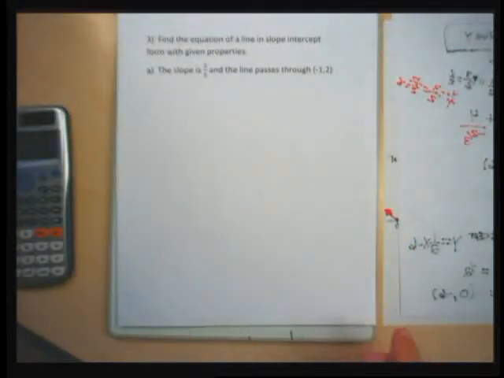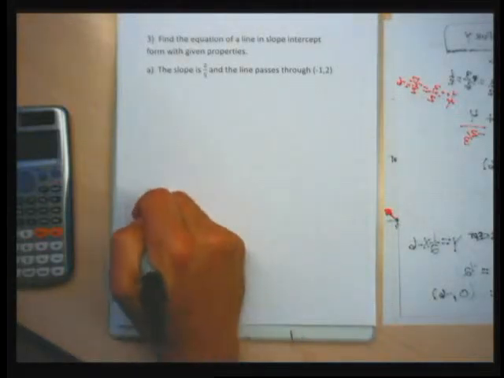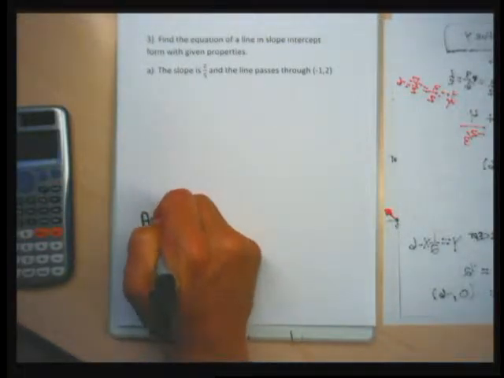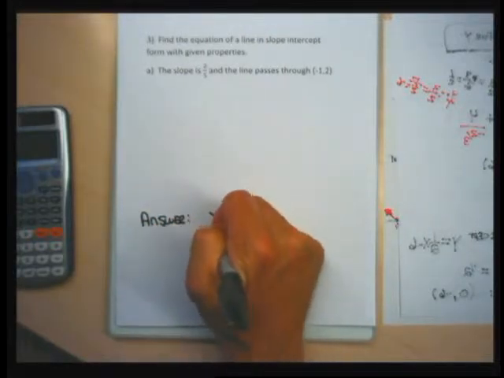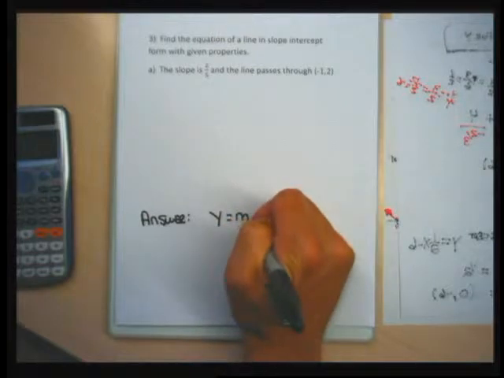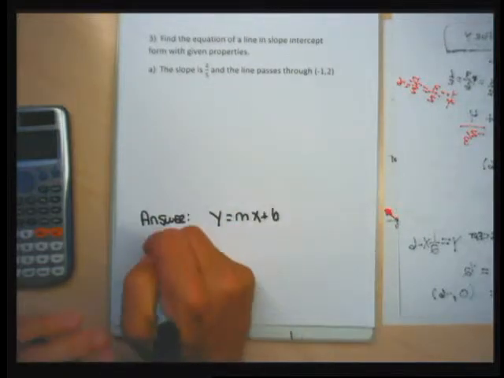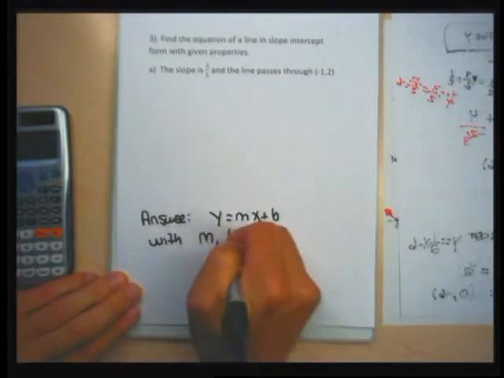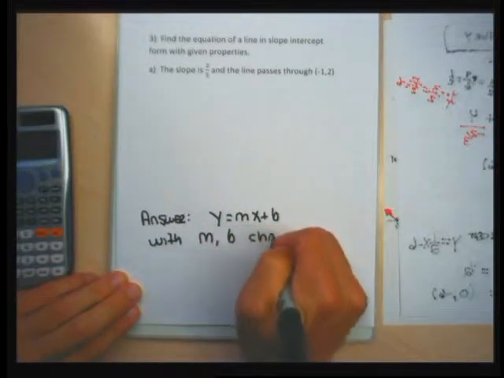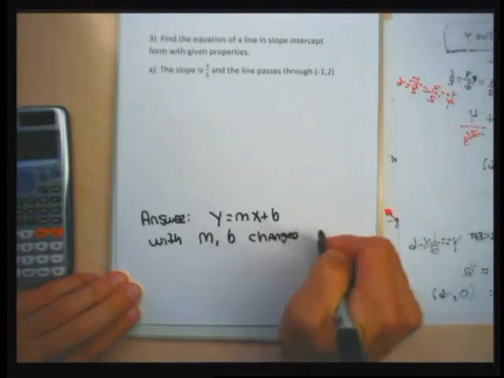Yuck. So number 3 wants me to find an equation in slope-intercept form. I know that the answer of my equation, my problem in part A, is going to be of the form y equals mx plus b, because I'm trying to find an equation of a line, with the m and the b changed to numbers that fit the problem.